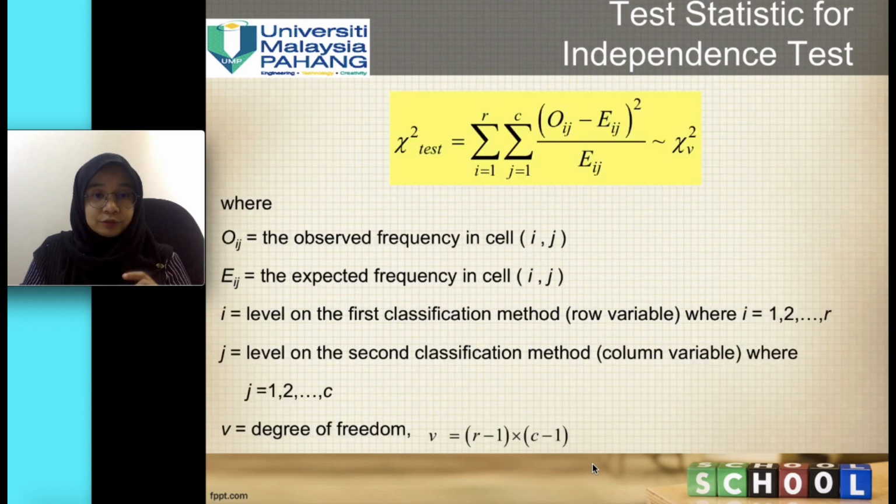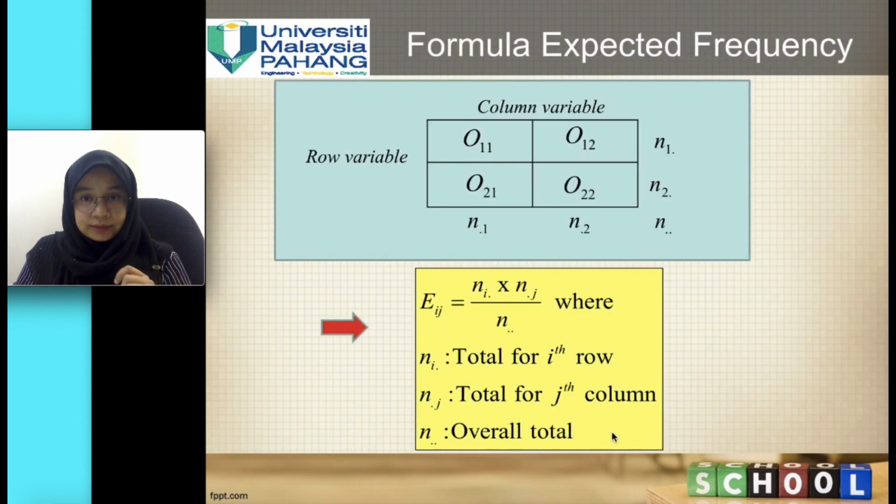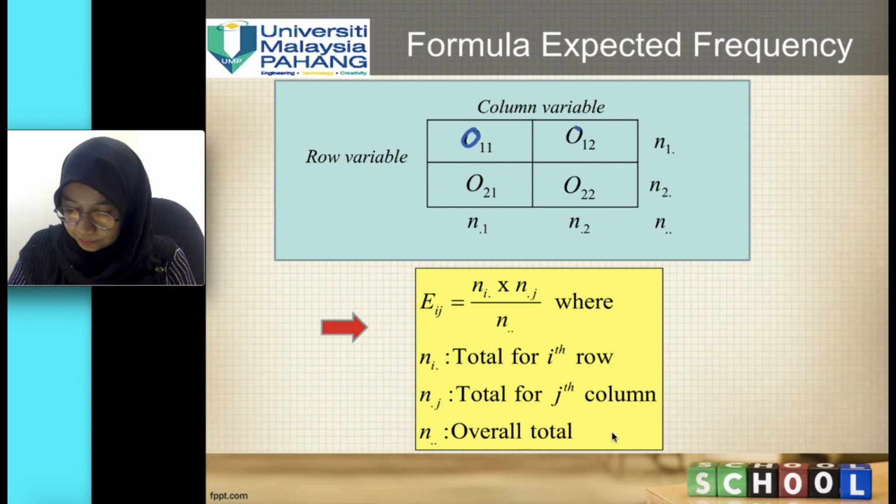Okay, step number 2, calculate your chi-square test. In order for you to calculate the chi-square test, you need the E. Okay, where can we find the E? E can be found from the contingency table. Here. Okay, just now, you will be given your O. O here will be given because O is the observed frequency.